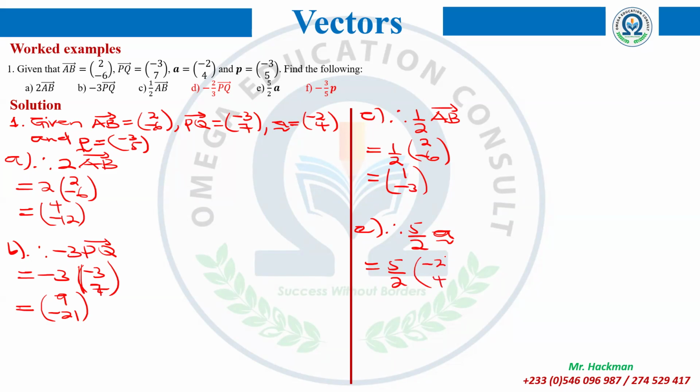Okay, so with this one, if you can't do it mentally, you know. So this is going to give you 5 over 2 times minus 2. So the 2 will cancel. So you are going to get minus what? 5. Okay, so that will give us minus 5 for the S component.